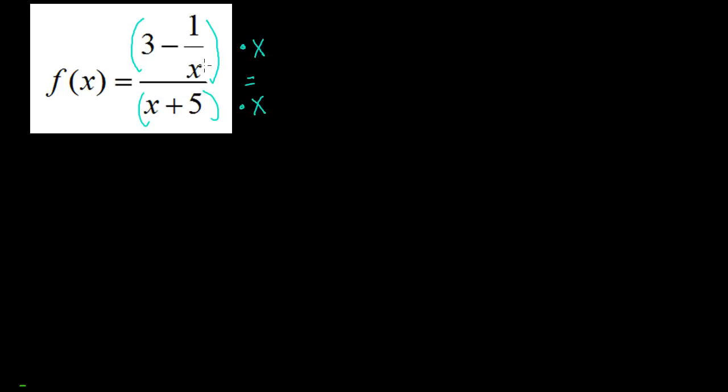Now, where did I get this x from? Well, that was my denominator right here. And I hate, H-A-T-E, hate double fractions. So multiplying by that denominator of x is going to help get rid of this. Because now when I distribute that x on top, I get 3x minus 1. Hey, no more double fraction. And when I distribute the x on the bottom, I get x squared plus 5x.